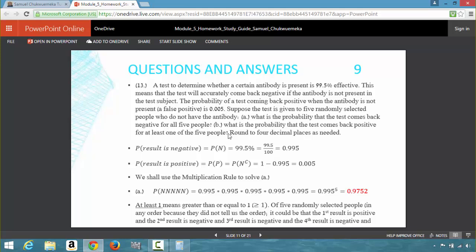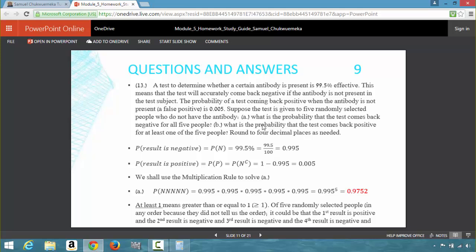So this is the multiplication rule. First one is negative, and second one is negative, and third one is negative, and fourth one is negative, and fifth one is negative. So this will be 0.995 multiplied 5 times. Or you just do exponent 5, just like I showed you earlier. And that will give you 0.9752.